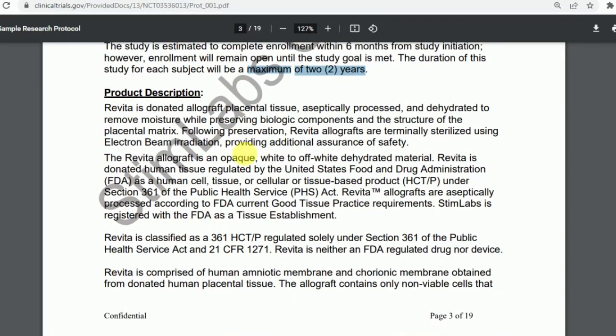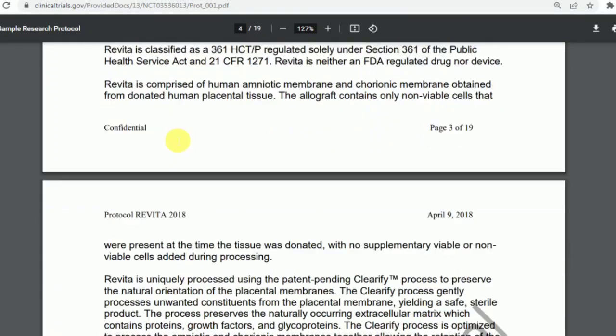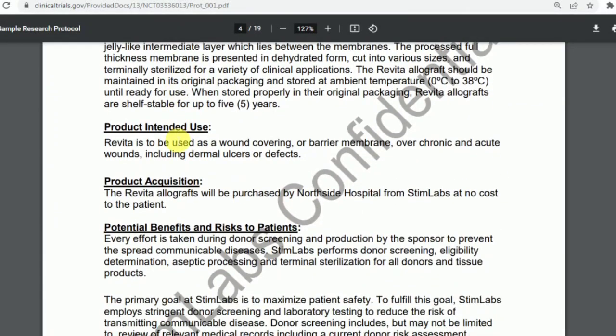Now product description. Here the product is Revita. Similarly, for other clinical trials, the drug is described. Here the background of the drug, how the drug works, the introduction about the drug, how it was prepared, and all the design methods are described in the protocol.